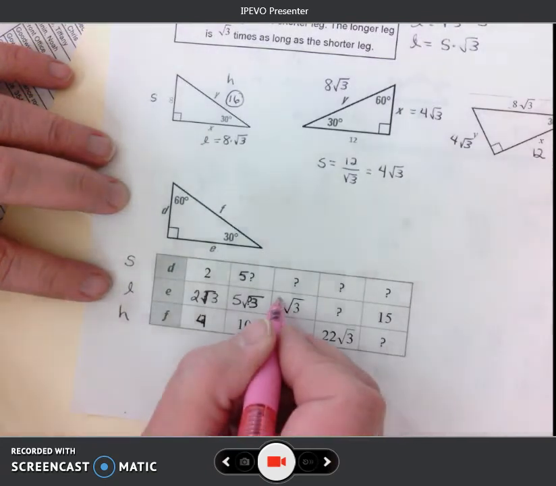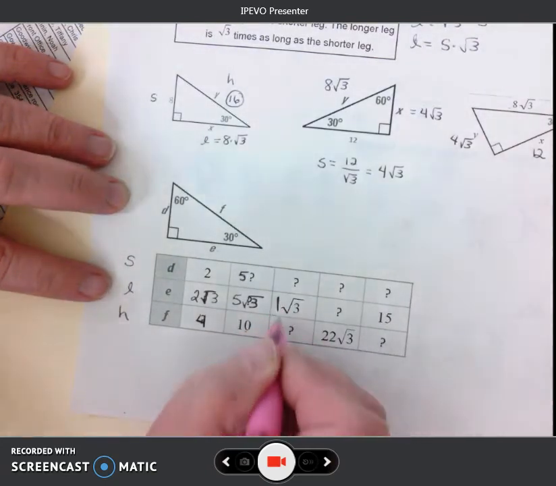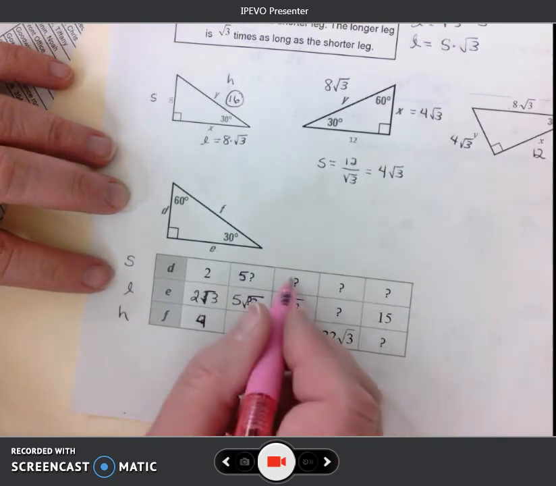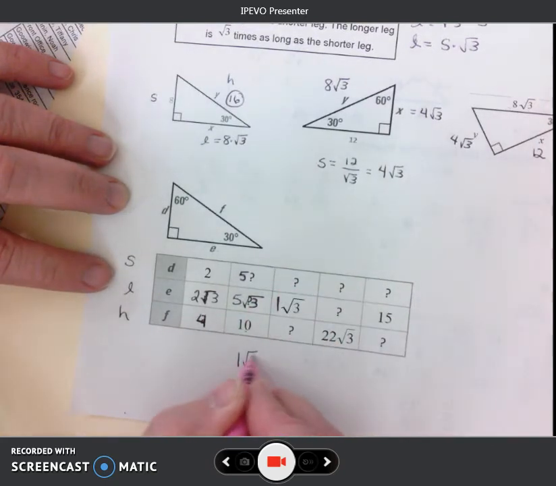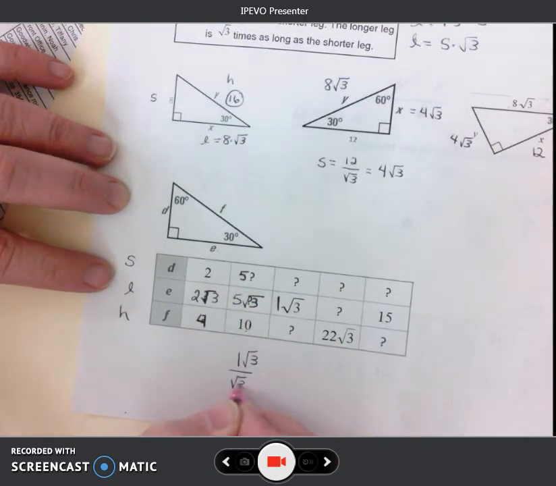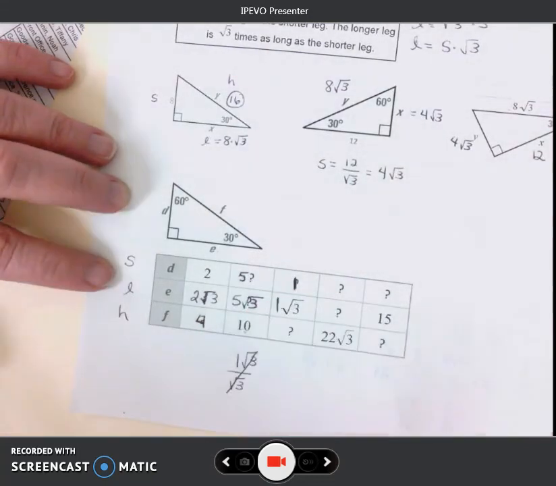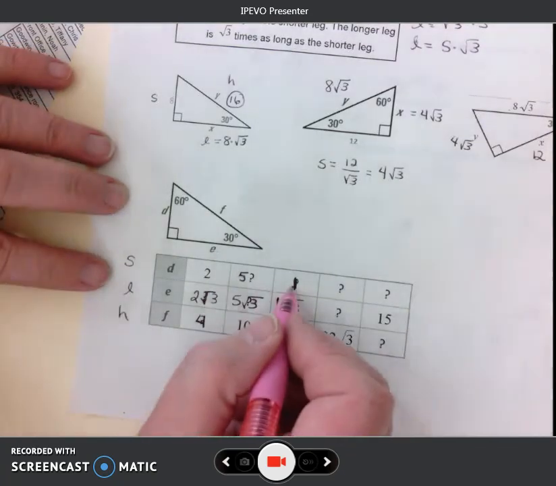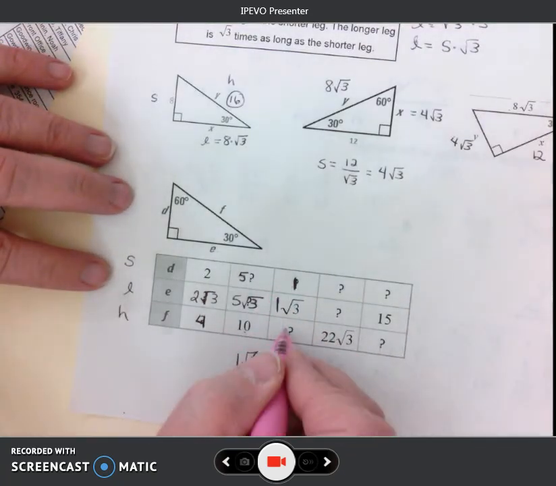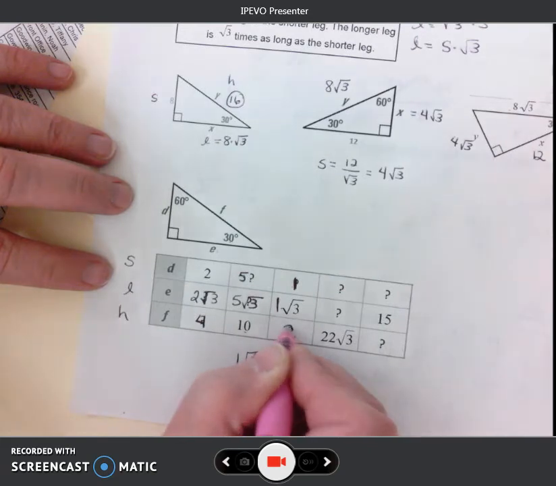In my next column, think of this as being 1 square root of 3. Then to get to the short side, I would take 1 square root of 3 and divide by square root of 3, which will make those cancel, just become 1. And if the short side is 1, the hypotenuse is always 2 times as big. So it's going to be 2.